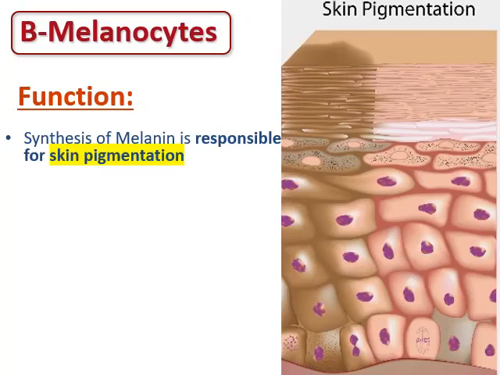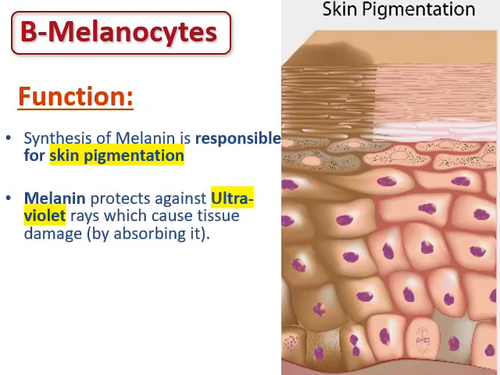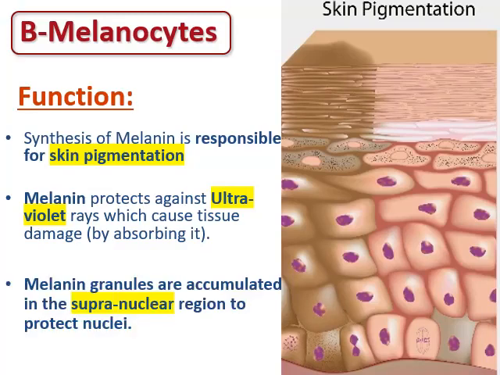What is the function of melanocytes? Melanocytes are responsible for skin pigmentation. It gives us our color. The second function of melanocytes is that they protect us against the harmful effect of ultraviolet rays, as these rays lead to a mutating effect in the DNA. So it protects us from these harmful rays.